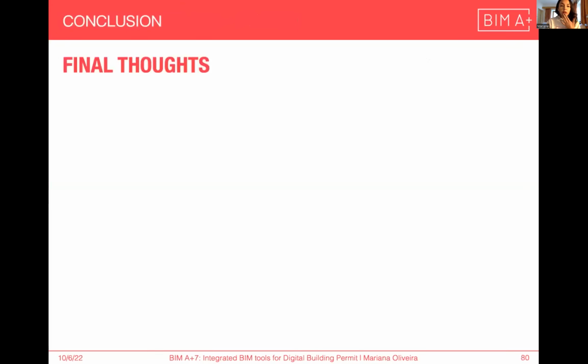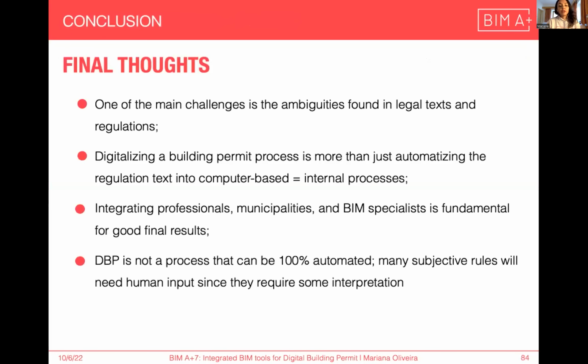So some final thoughts that we had, but I think the main one is that building permitting is not a process that is 100% automated. Some of the subjective rules are still going to need some human input, and maybe also some kind of simplification of the legal process. But basically, that's it.